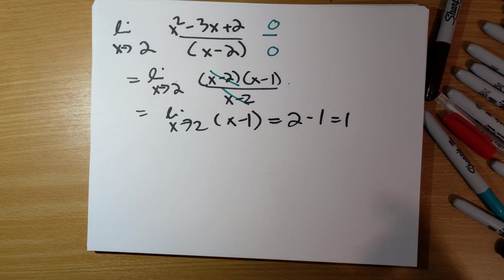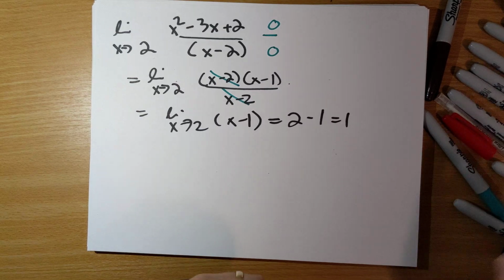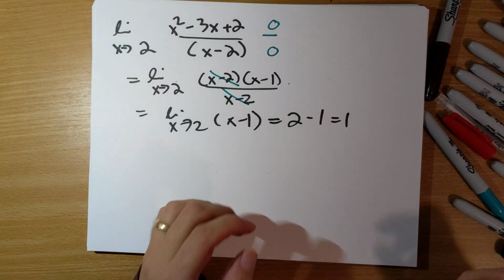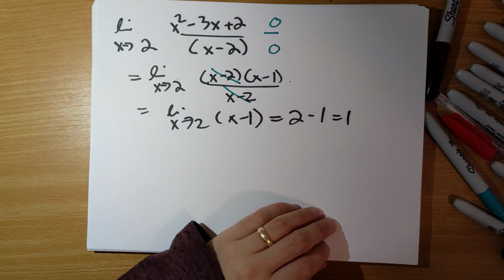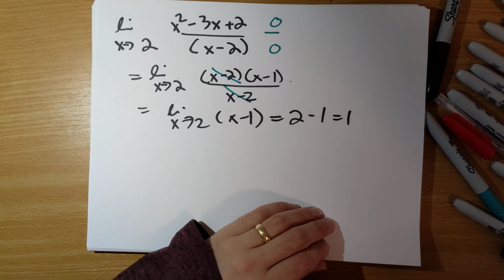So here's an example in which when you substitute into the denominator, you get 0, but the limit does exist. So the student is wrong in the explanation, in the justification.